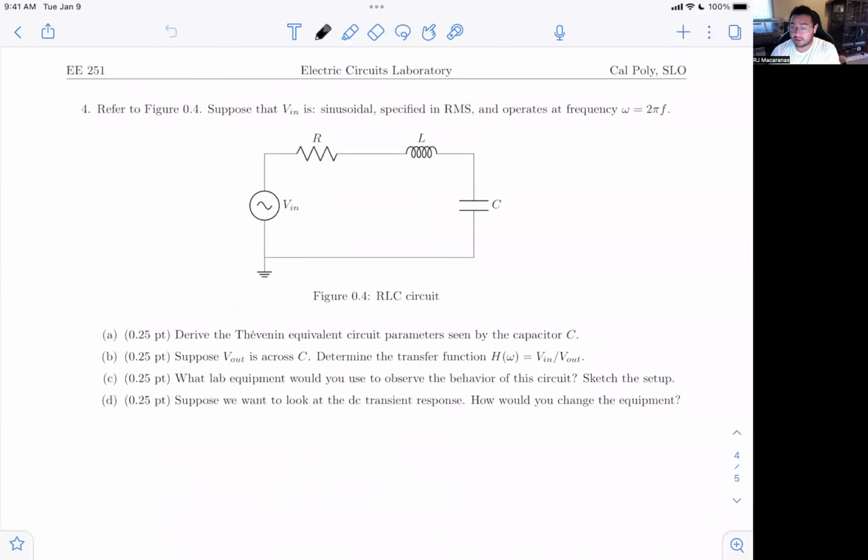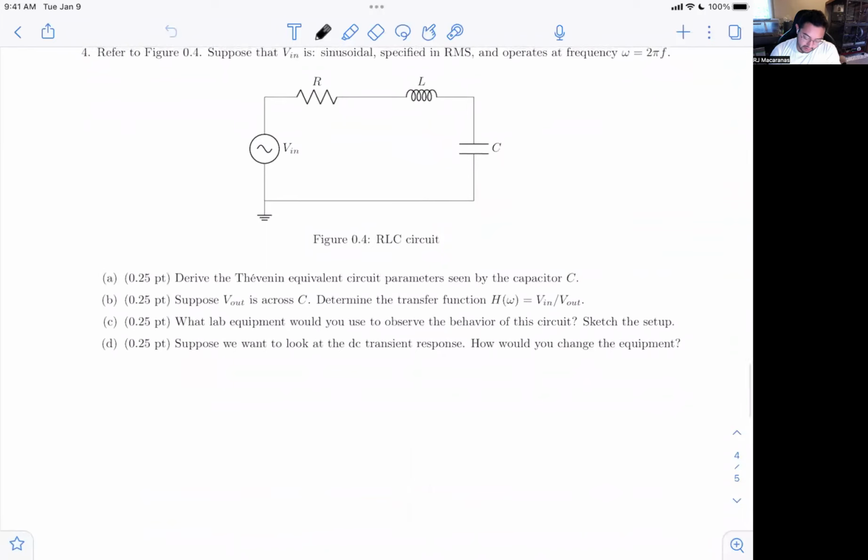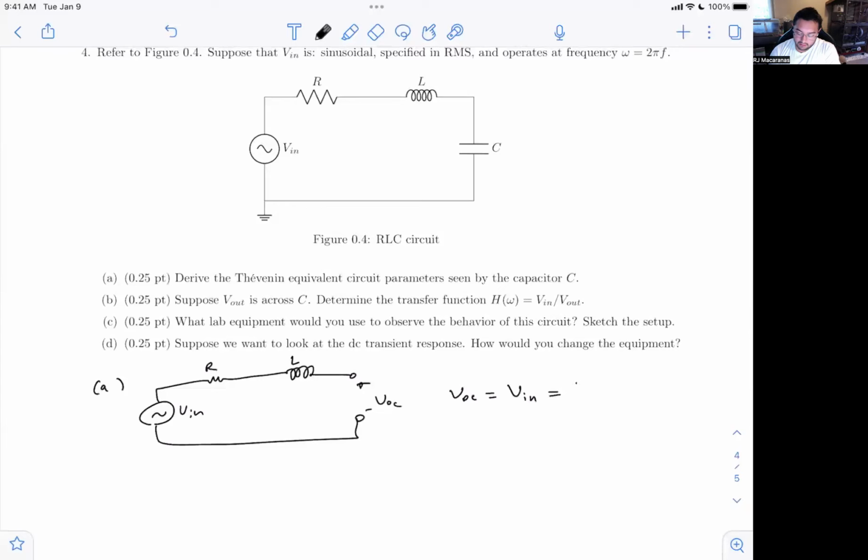Question 4 is the same across all 3 versions, so I'll just go over this one time. We're looking for the Thevenin equivalent circuit seen by capacitor C. If I were to draw that, C is our load. I wanted to find the open circuit voltage, so that's this guy. Now we have L, R, V in. There's no path for current to flow. So V open circuit is V in, which is the Thevenin voltage.